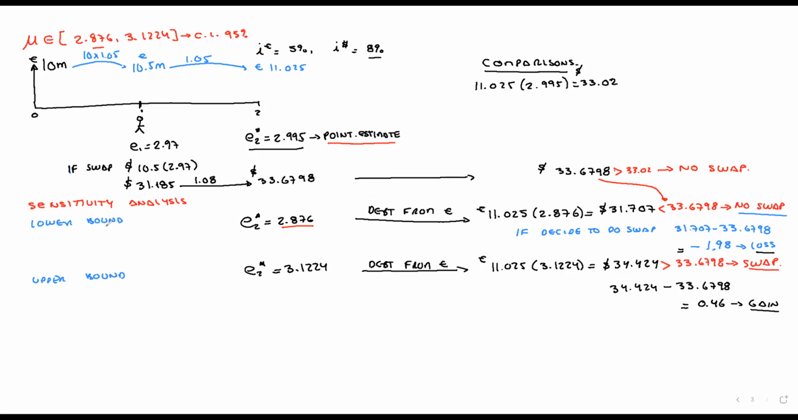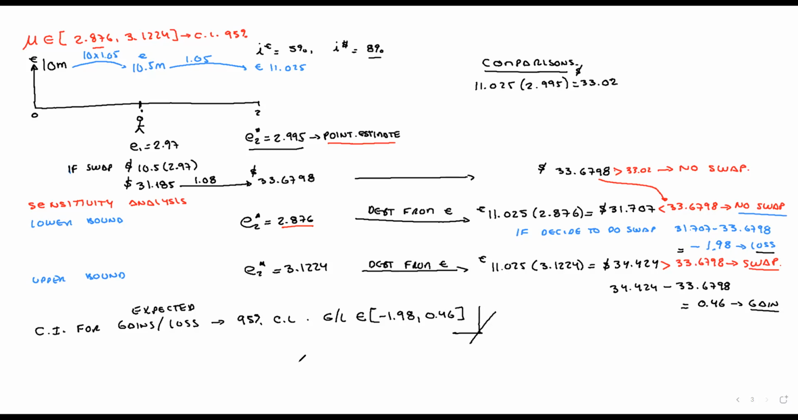So here, guys, from these upper and lower bounds of exchange rates, I can build my confidence interval for expected gains and losses. We can say at a 95% confidence level, my gains and losses are going to be located between minus 1.98 and 0.46. This is the final conclusion. You see that? Now it's not only a number where you say, oh, no swap. Now we have an interval.